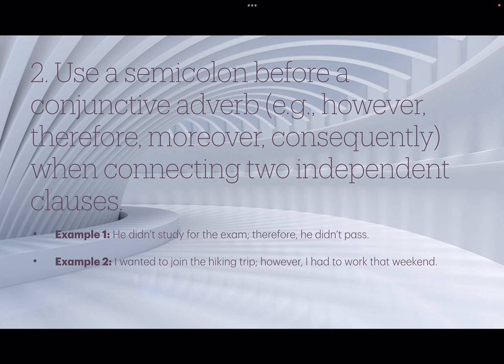In this second example, we have two complete sentences that are closely related, and after the semicolon, you have a word such as "therefore" and "however."